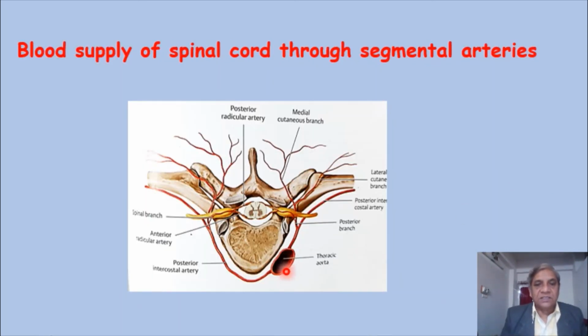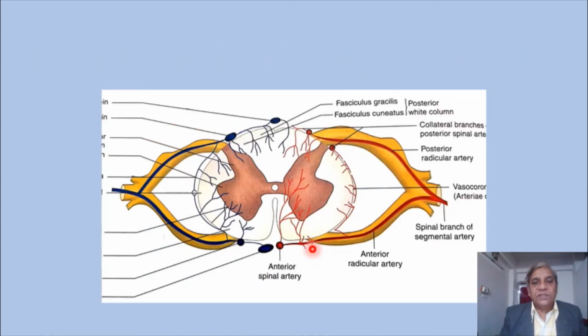Here these are the segmental arteries. See, this is the thoracic aorta and it gives branches, and from these segmental branches, arteries go at each intervertebral foramina level into the spinal cord through the ventral and dorsal spinal root. This will show you a clear picture here.